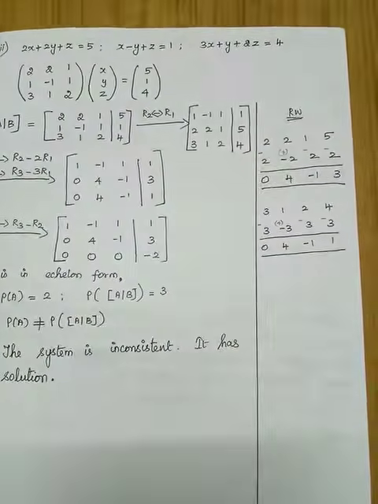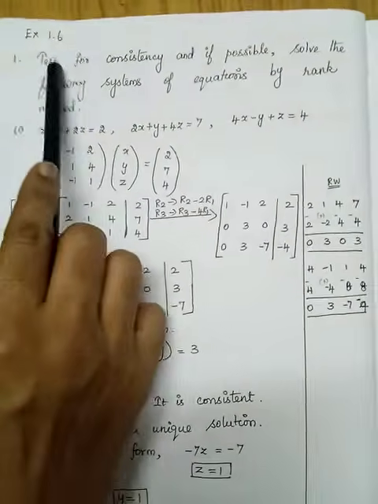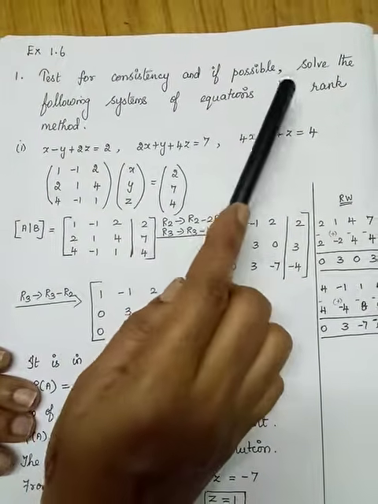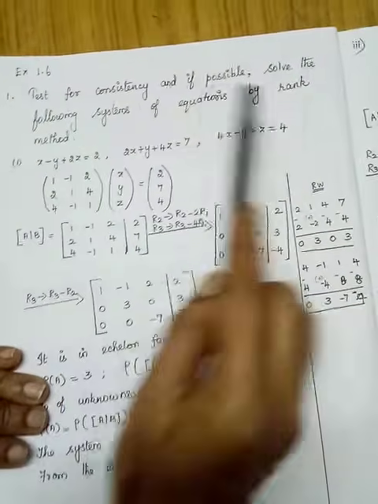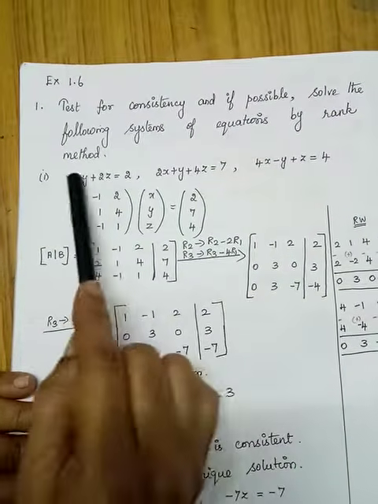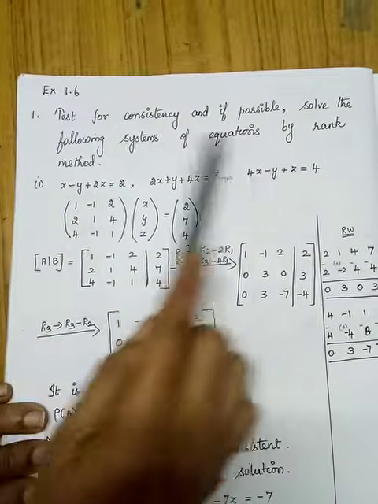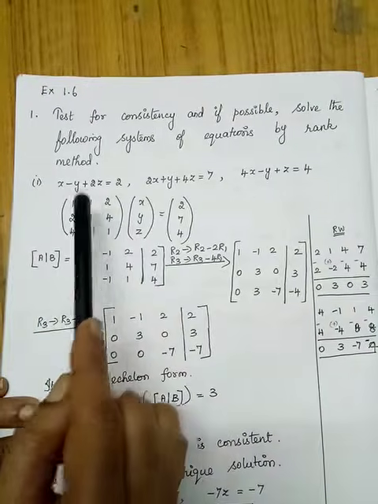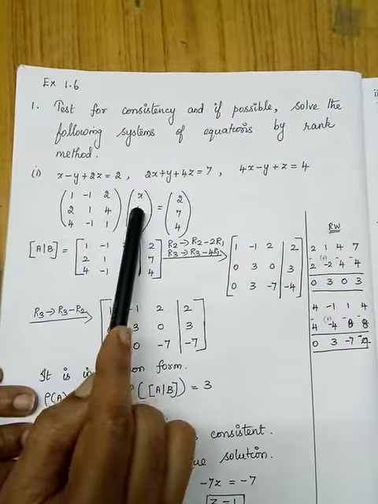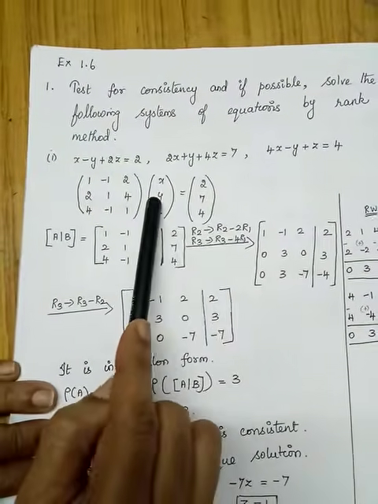So we'll see the exercise problem. Exercise 1.6, the first problem. Test for consistency and, if possible, solve the following system of equations by the rank method. Which method are we going to use? The rank method. I'll take the first subdivision problem. There are three equations in this system. What's the first step? In the rank method, you have to write the matrix form AX = B. The coefficient matrix is multiplied by the matrix of x, y, z and equals 2, 7, 4.